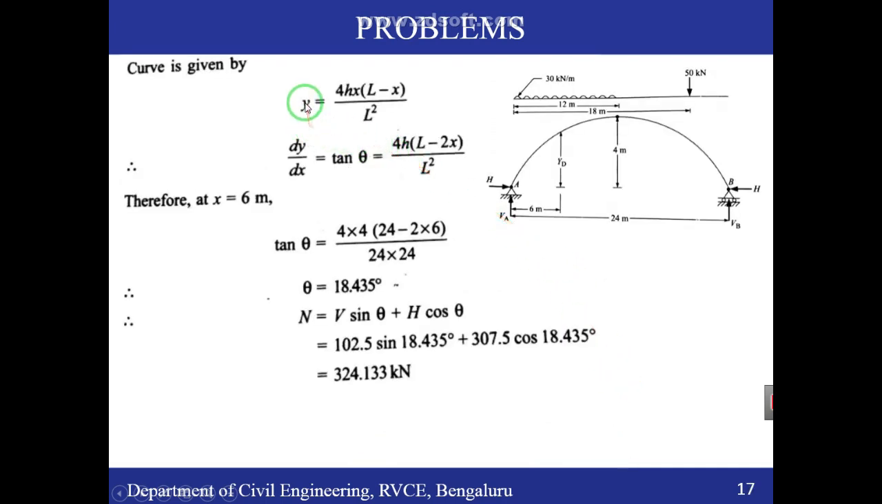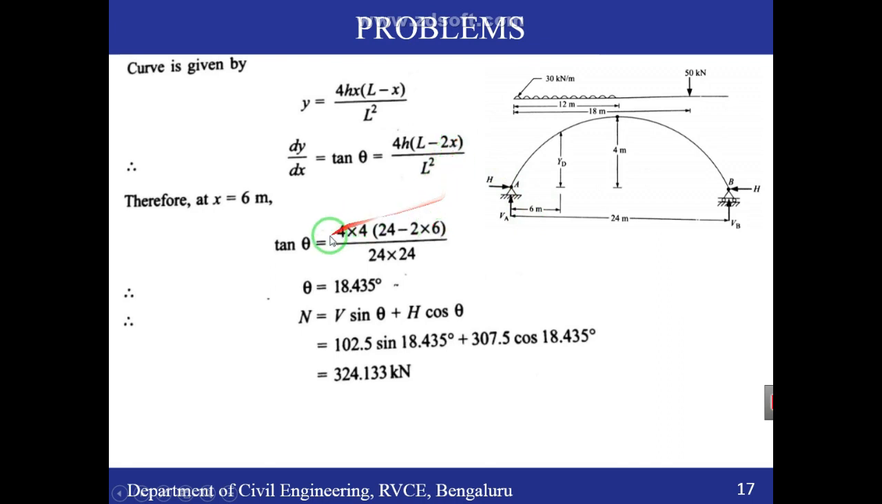So now we are going to find out the value of theta by using this equation of theta. By differentiating this equation of the parabola, we are going to find out this equation of theta. So once we calculate this equation of theta, we will be substituting all the values, that is the respective h and x values. Again, the value of x here is 6 meters, where we are asked to find out the normal thrust and radial shear values.